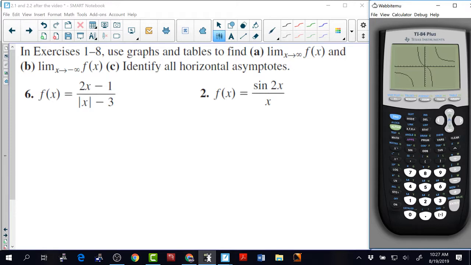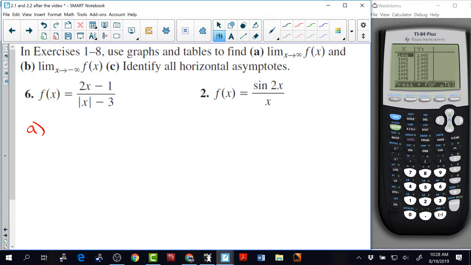If you go to table set, it's the second function of window. Second, table set up at the top. You can tell your calculator to start at 1,000 and go by ones, so you don't have to arrow down. You can tell it where to start. Second table, what does it look like it's leveling off to? 2. It's leveling off to 2 on the right side. So letter A, find the limit as x approaches infinity, 2.